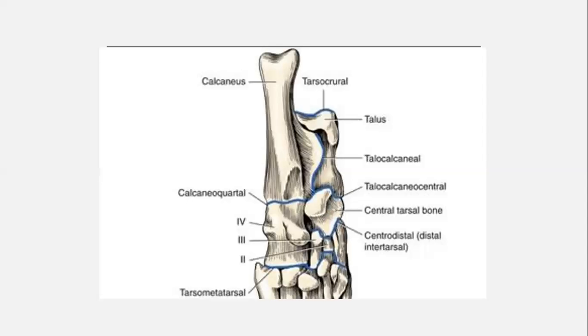So this is how it looks. We have here the talus, which is located on the medial part, and this is the calcaneus. So this is how big it is. And then we have the central tarsal bone, and these are the other ones. The counting would be from medial going to lateral. So this is the central, and then 2, 3, and 4.